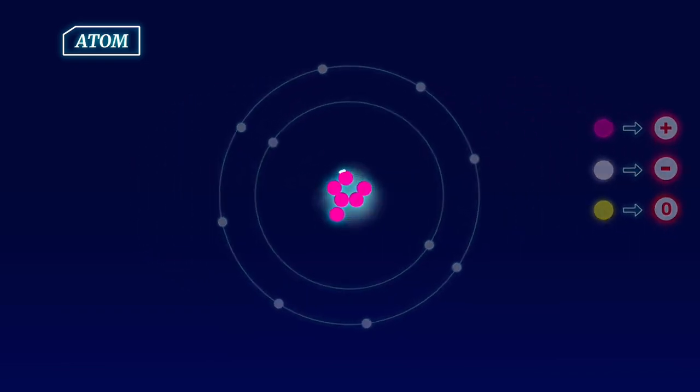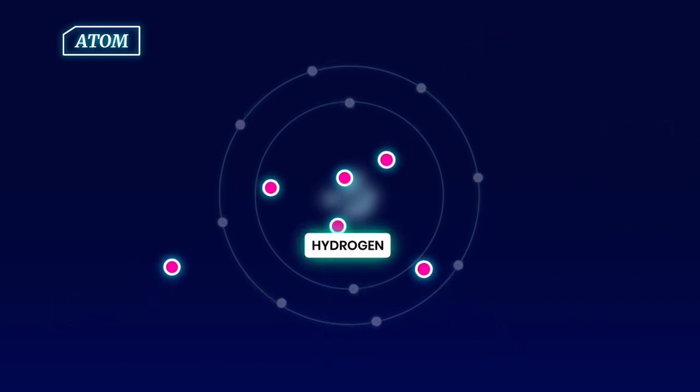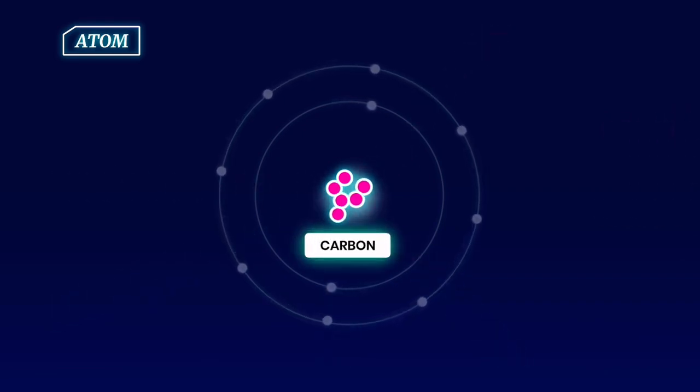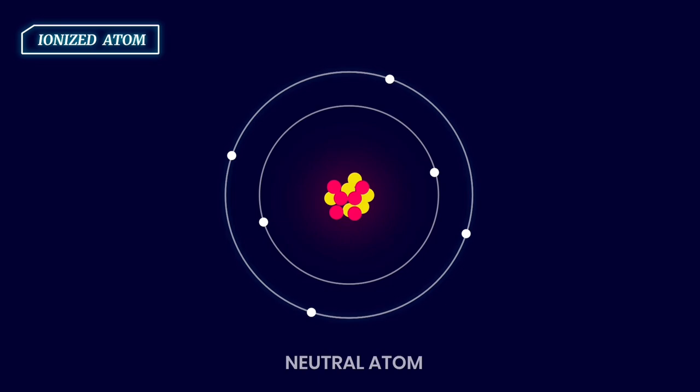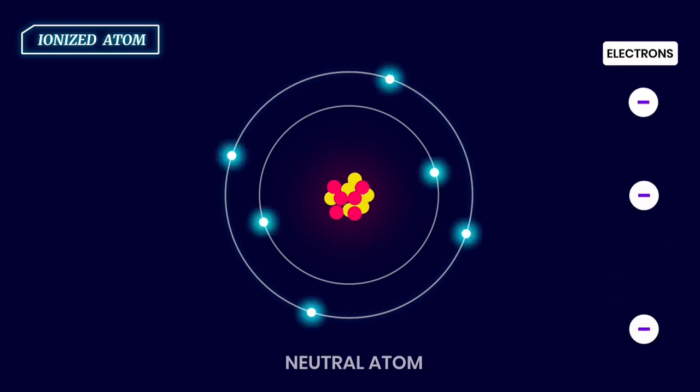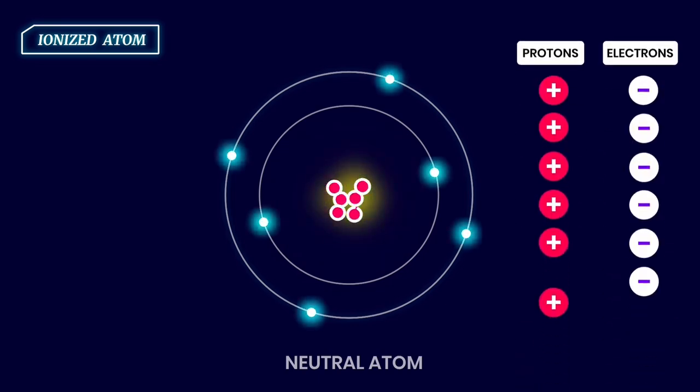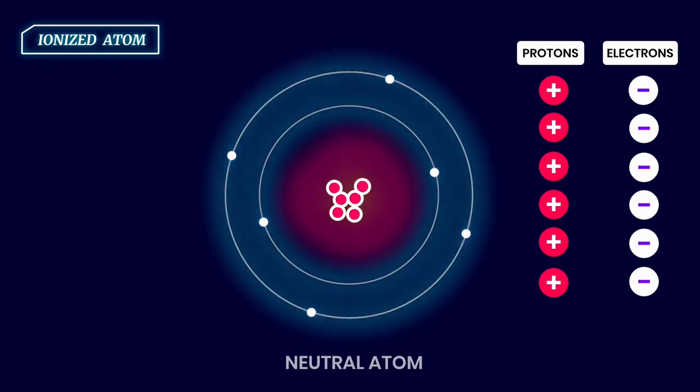The number of protons determines the kind of atom or element. For example, if an atom contains 1 proton, then it's hydrogen. If it has 6 protons, then it's a carbon atom. The number of protons is called the atomic number of an atom. In a stable atom, the number of electrons is equal to the number of protons. So their charges cancel each other out and result in the atom becoming neutral and stable.